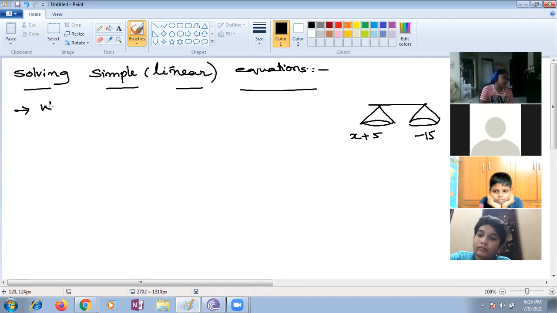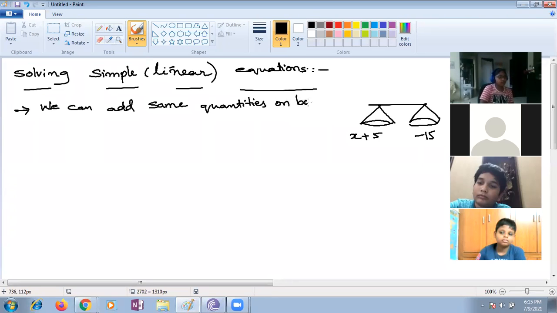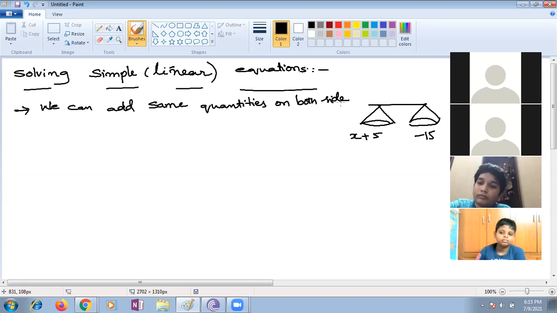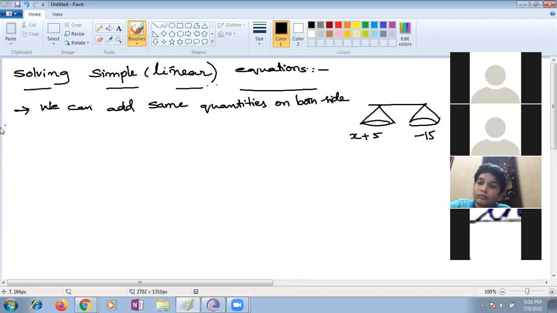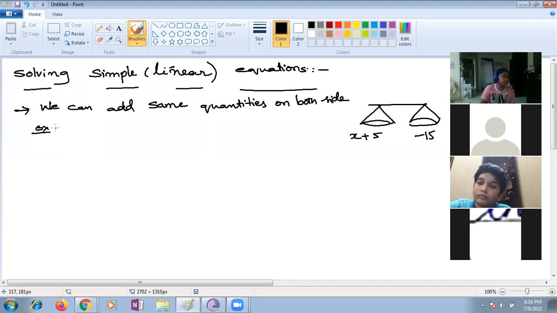We can add the same quantities on both sides. If you add 5 kgs here and 5 kgs there, what happens, children? There is no change by adding the same quantities on both sides. You can balance the equation. You can find the solution for the equation. This is the first thing. Let me give one example of how it is happening.